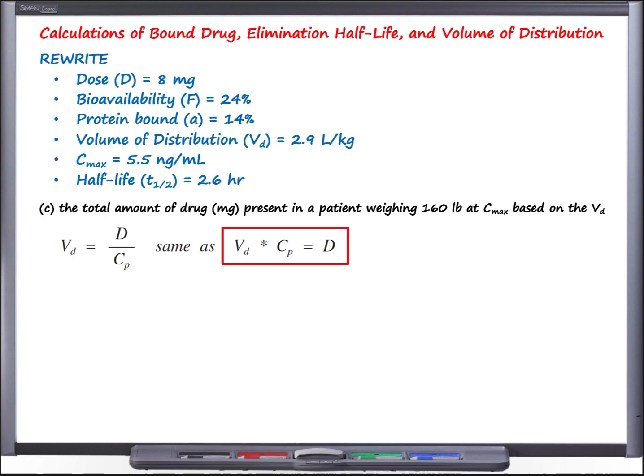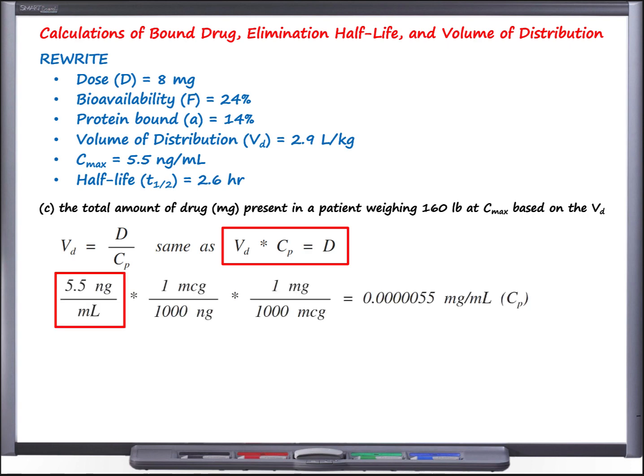Now we were given a plasma concentration, the Cmax. Before we do anything else, all I'm doing in this step is getting our units of Cmax to match the units that we're eventually going to want for our drug dose, which is milligrams. Our Cmax was 5.5 nanograms per milliliter. Nanograms is not a very frequently used unit. It's a very small unit, and sometimes more difficult to work with. So all we want to do is convert nanograms to milligrams.